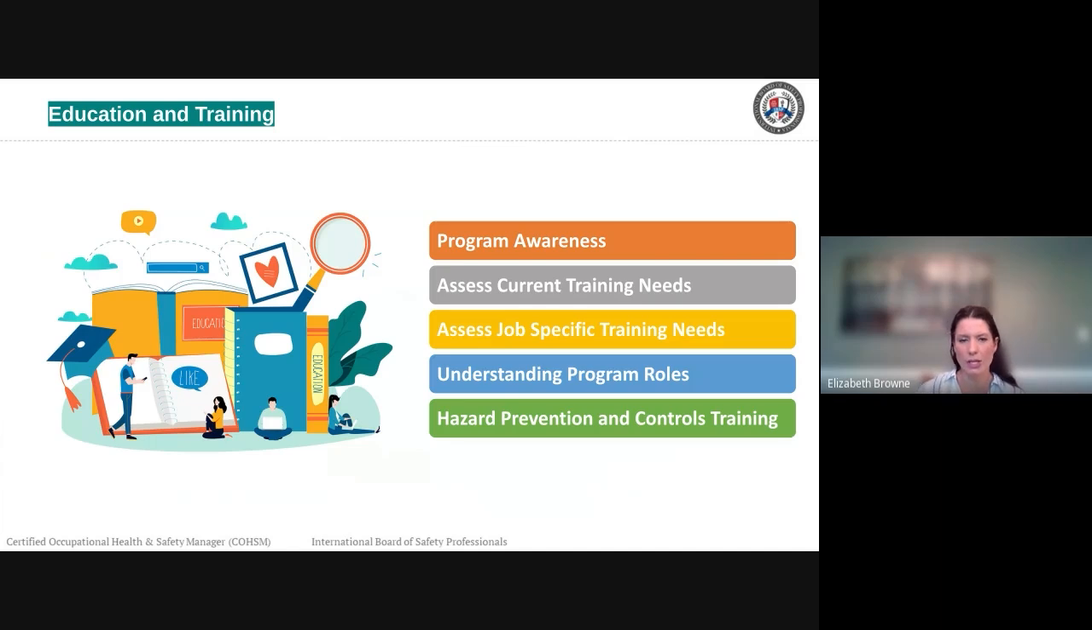So our worker education and training allows us to provide safety program awareness. We need to assess our current training needs, assess job-specific training needs. We need to understand the program roles. So in our safety program, there are different roles and responsibilities for everyone, and ensuring that workers are provided the education and training to do so effectively. And then also education and training on hazard prevention and controls.